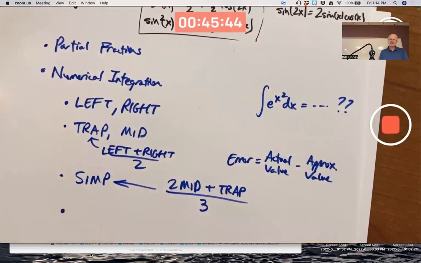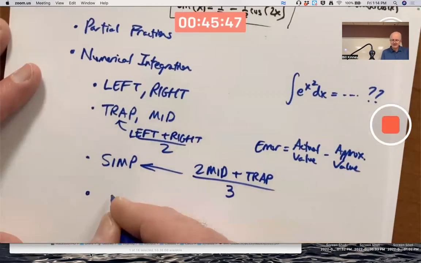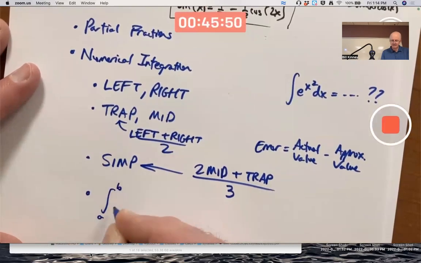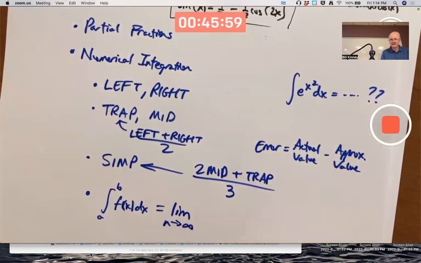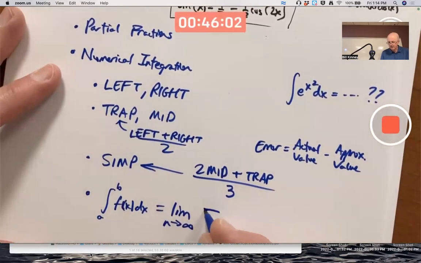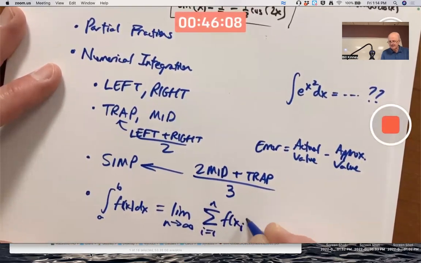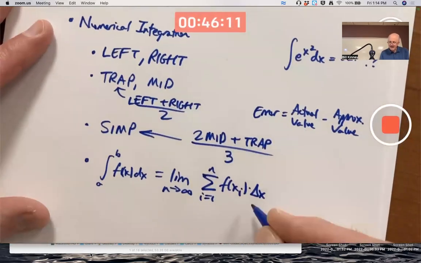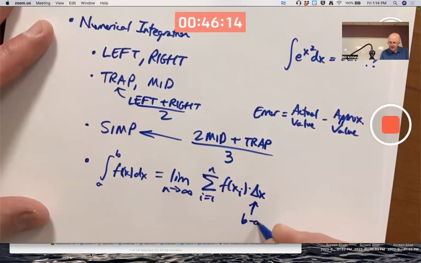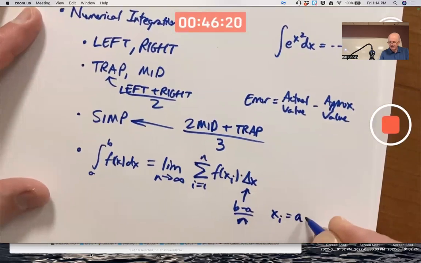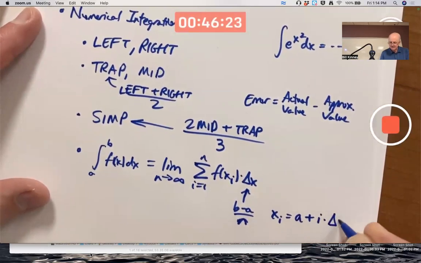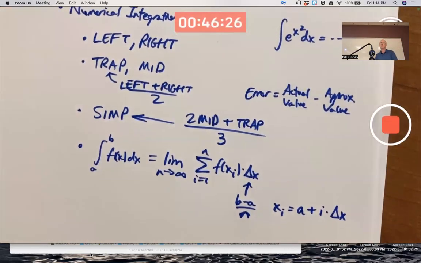Also, related to this is the fact that you could do integrals, technically speaking, as a limit as well. For example, if I have a definite integral like this, I could think of it as a limit as n goes to infinity of, for example, a right-hand sum, which I'll go ahead and write out now: the sum as i goes from 1 to n of f of x_i times delta x, where delta x is (b minus a) over n, and x_i is a plus i times delta x.